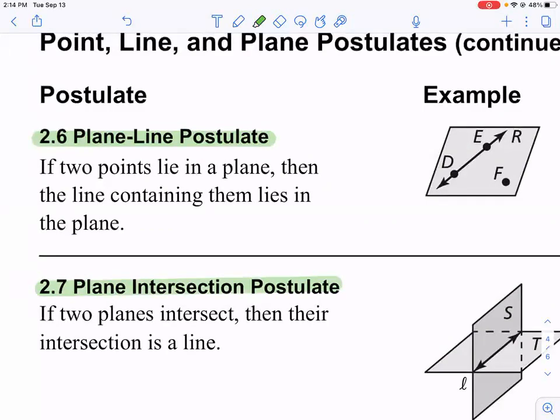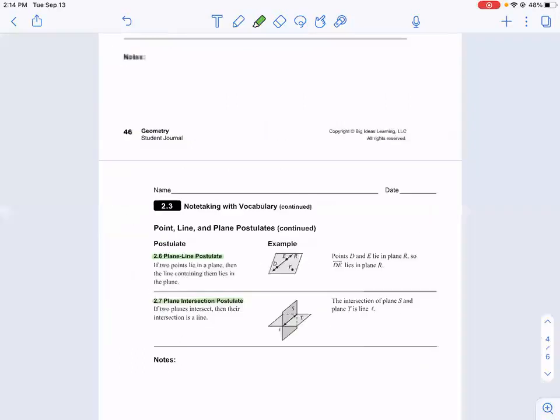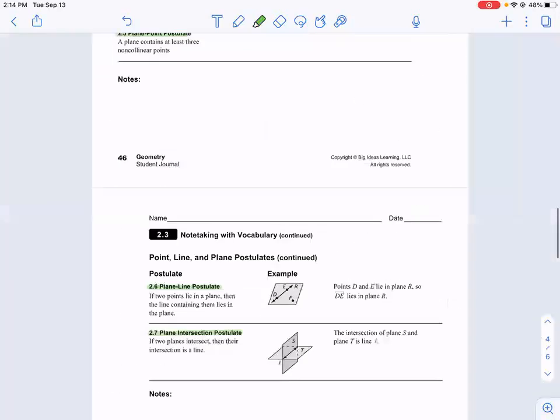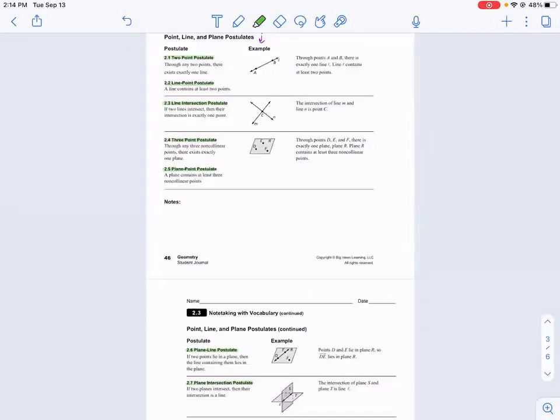Okay. Now, we need to be able to use these postulates. Eventually, we're going to use them to prove things to be true. So maybe something looks like a right angle, and maybe we can write a proof to show that it is a right angle. But we need to be able to understand these sets of postulates so that we can do that. So I'm going to hand out examples. Keep your book, keep your student journals open so that you can look at the names.